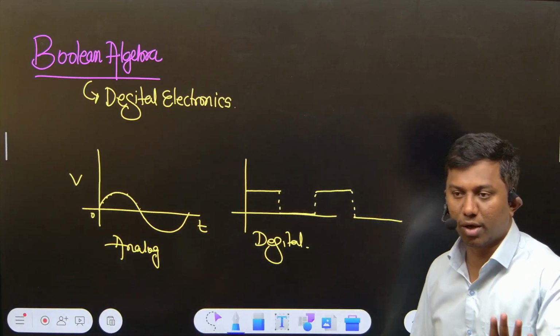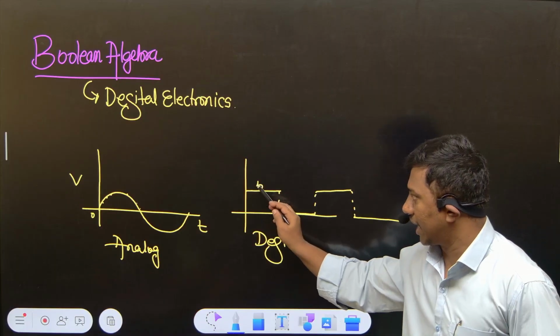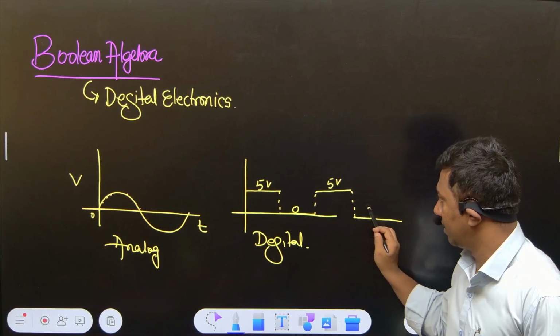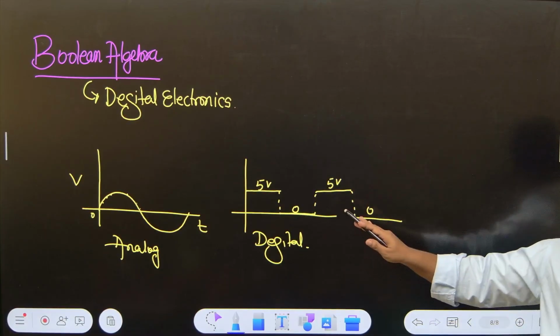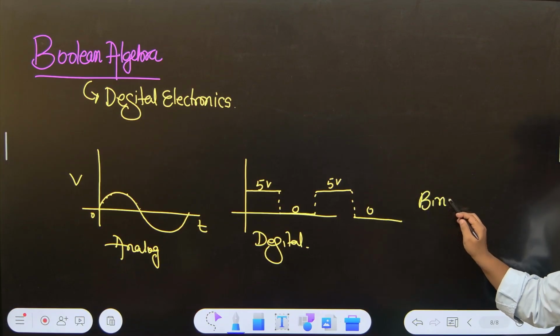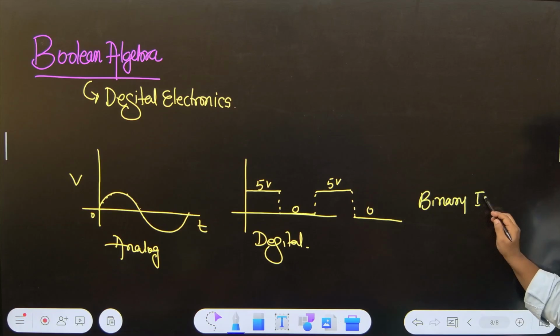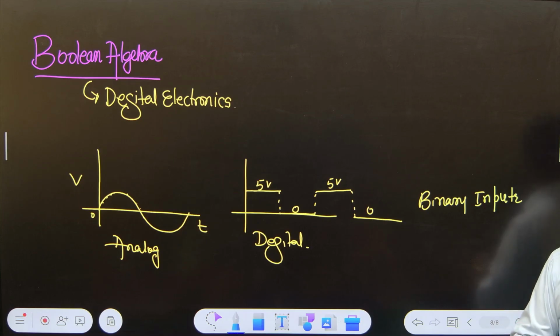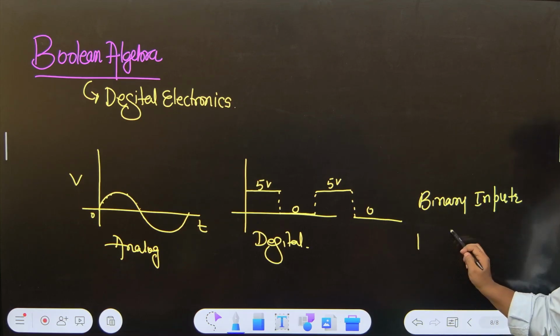There are only two inputs. One, it can be 5 volt, or it can be what? 0. It can be 5, it can be 0. So these kinds of inputs are called binary inputs. Binary because it has only two values. I mean, it can be maximum or minimum. It can be 1 or 0.